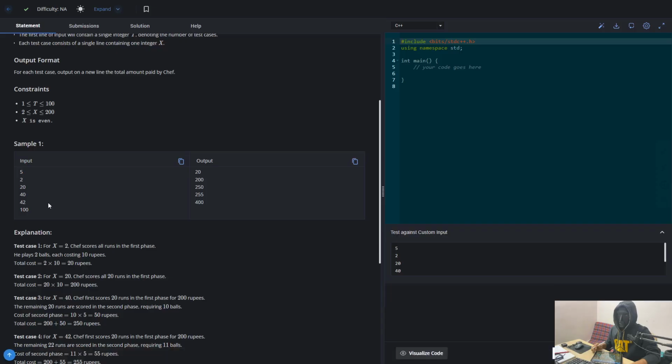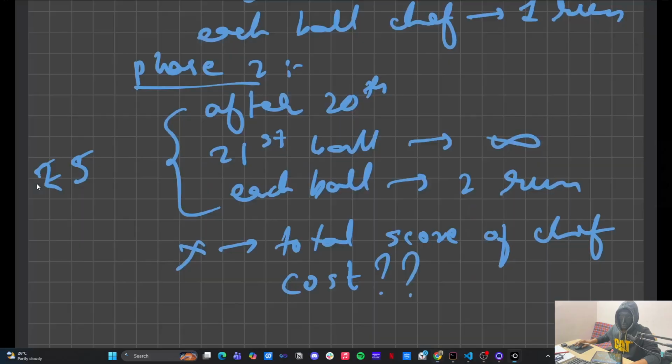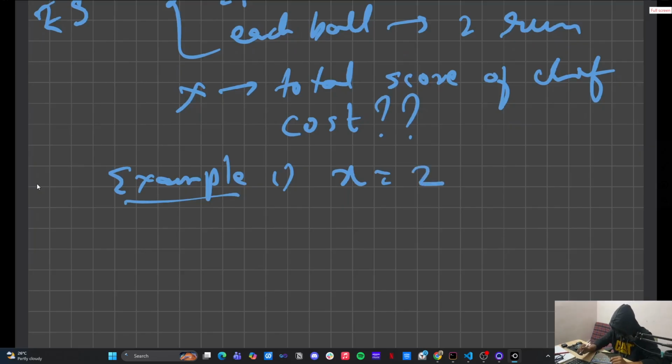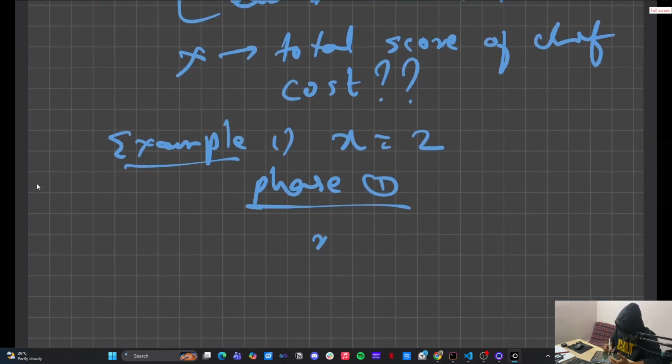So let's see the example. They've given 5 test cases. In the first example, your X here is 2. If X is 2, which means Chef has played only 2 balls, and this falls in phase 1. The reason being, X here is less than or equal to 20, right? So the first 20 balls will be phase 1.